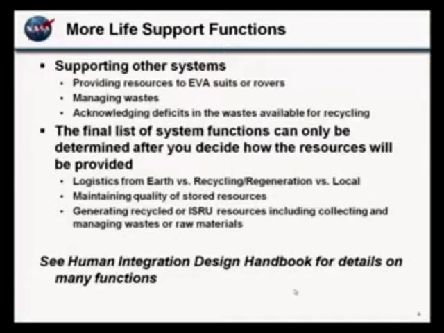So once you've gone through the functions for keeping the crew member alive, you have to start allocating them out, but you won't really be able to determine your full list of functions until you've done the trades on where you're going to get those things. Your logistics can come from Earth, either the stored consumables, oxygen, water. They can be regenerated from your wastes, or they might be provided locally. None of these should be assumed to be easy, right?